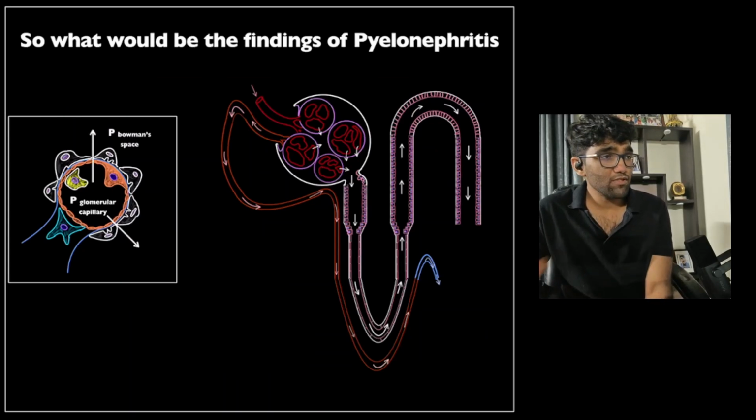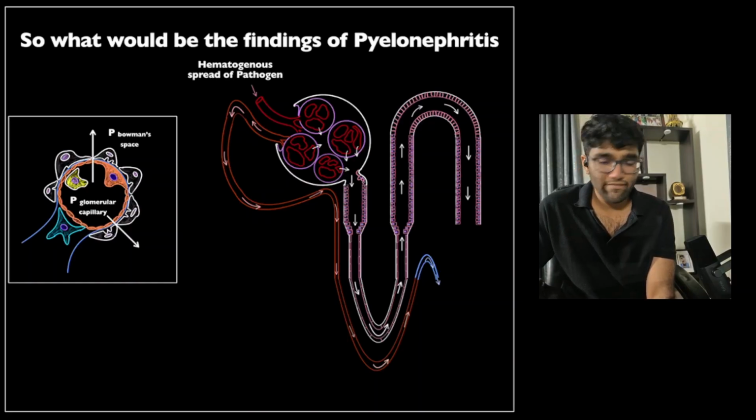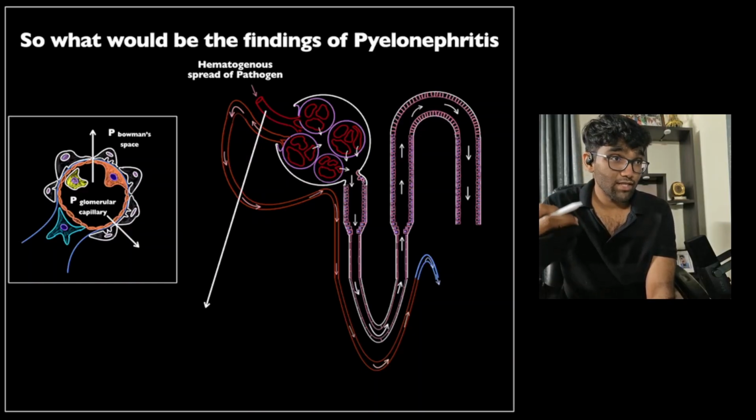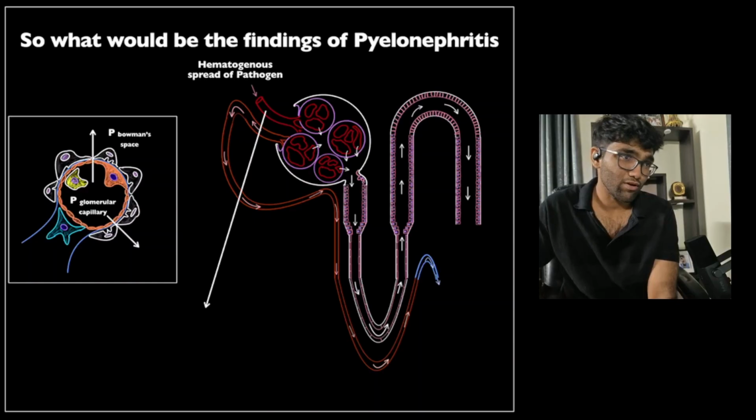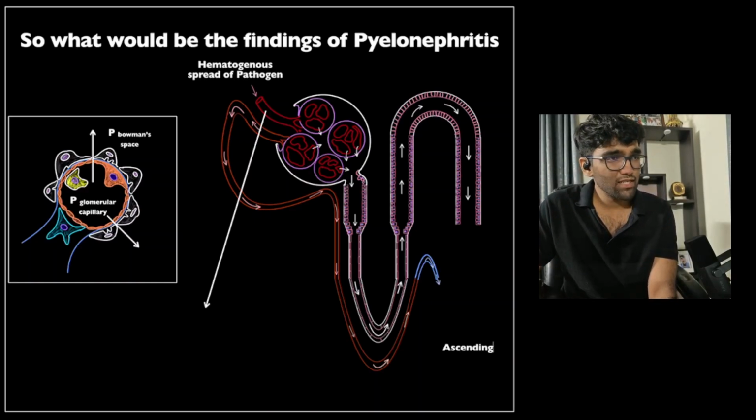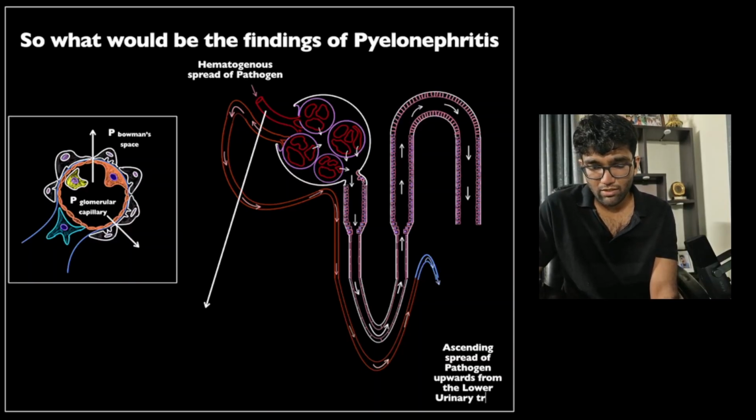So what would be the findings in cases of pyelonephritis? In a case of pyelonephritis, say we have a hematogenously spread infection. There is hematogenous spread of a pathogen into the kidney, and then that pathogen breaks through the vessel wall, or eventually gets seeded within the interstitium. Similarly, you could have an ascending infection up from the distal lower urinary tract into the tubules.